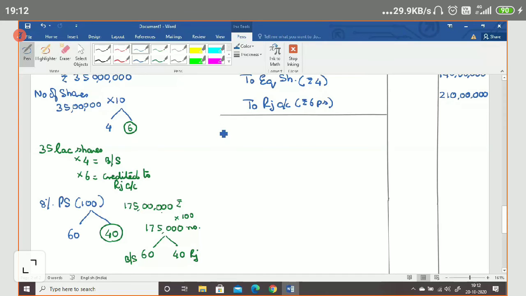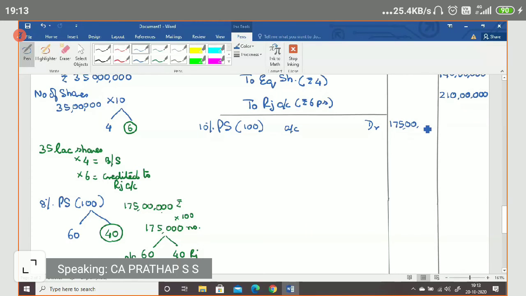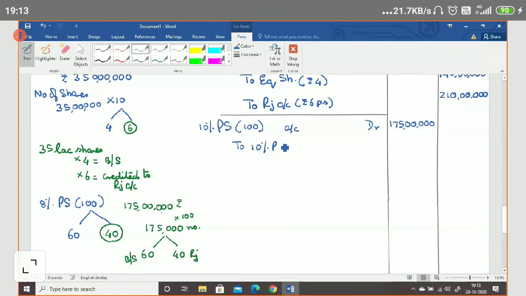So, preference shares 10% preference share in bracket 100. It is getting closed. Okay. So, debit 1075 to 10% preference shares into 60. Okay, and then to reconstruction account per share is 40 rupees per share. Yeah, sorry, it is 8%. What is 10%? Somewhere I saw 10%.